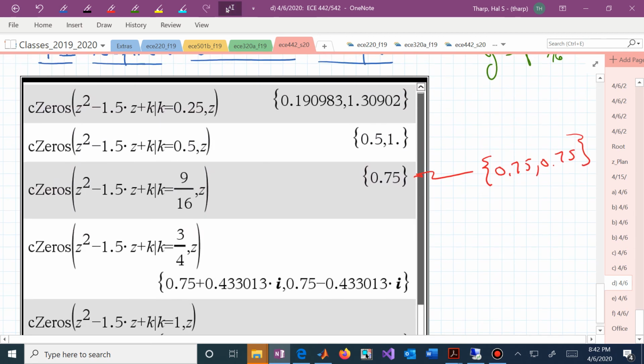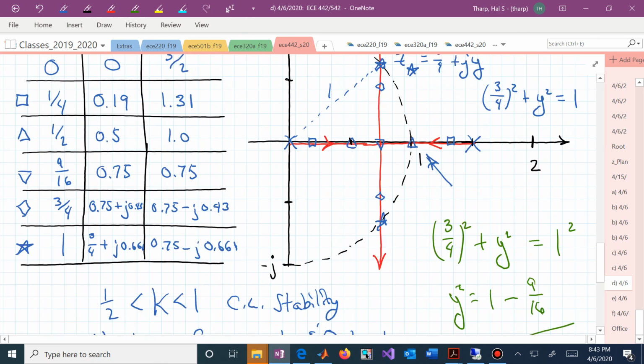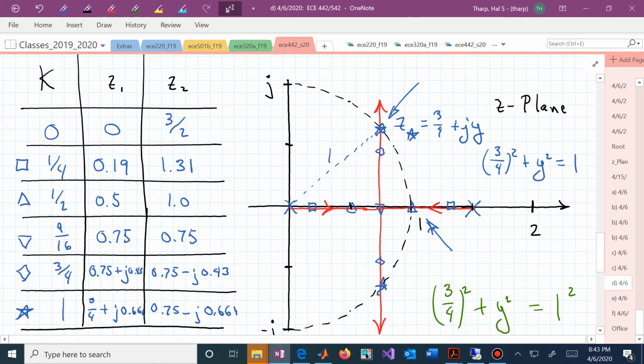And we verified that actually with a calculator. We could have this root locus sketched in MATLAB, and we'll get to that subsequently.